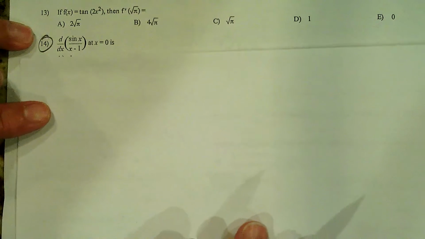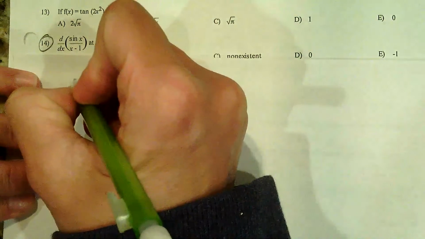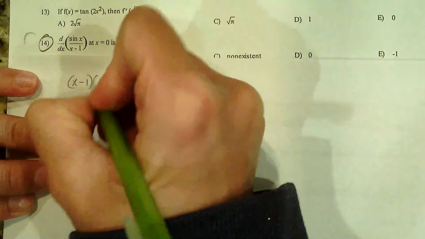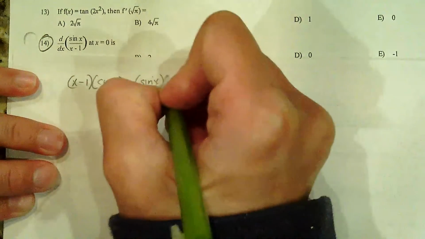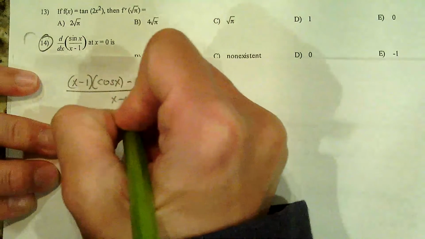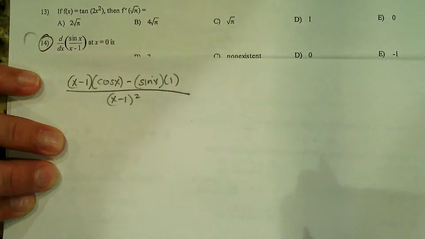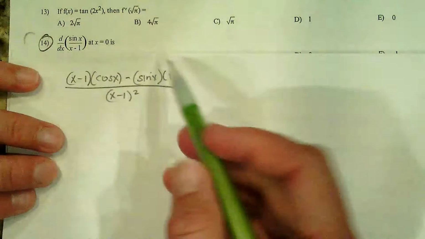14. They want the derivative specifically at x equals 0. Just going to find the derivative first and then plug in a 0. Derivative quotient rule, bottom, times the derivative of the top, minus top, times the derivative of the bottom, all over bottom squared. Now this is one of those cases where you don't really need to clean it up. You can just plug in your 0 since we know what they're looking for.